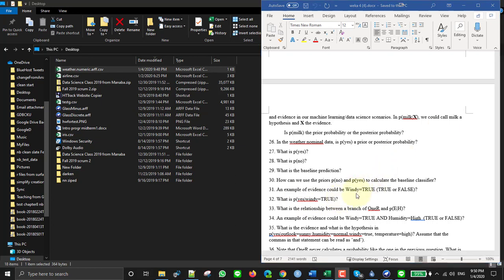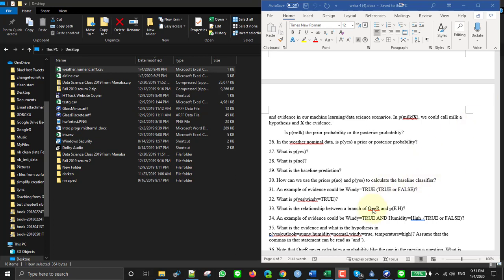What is the relationship between a branch of 1R and a question like this? So we just saw that if we don't have any evidence, that is, if we're just talking about the prior probabilities, then we're really talking about the 0R classifier or the baseline classifier. I hope I said 0R earlier in this video, not 1R.